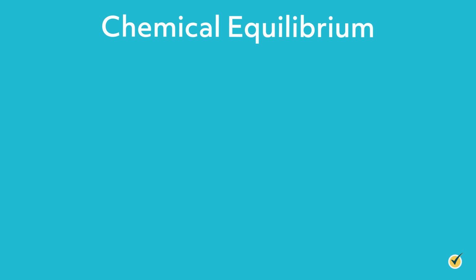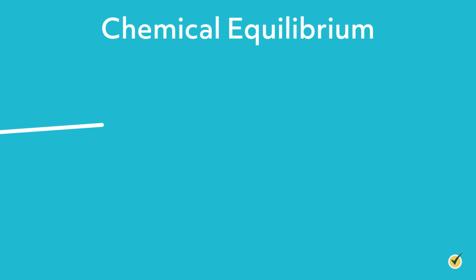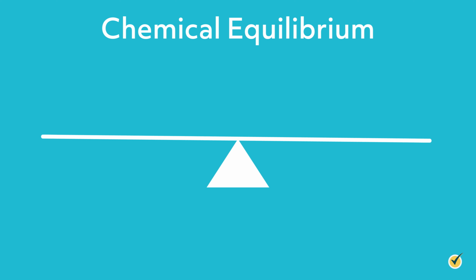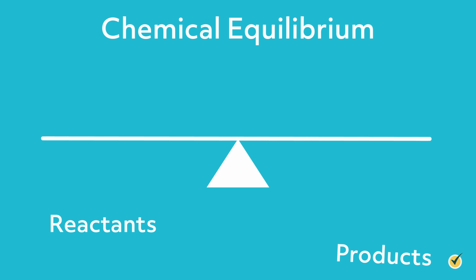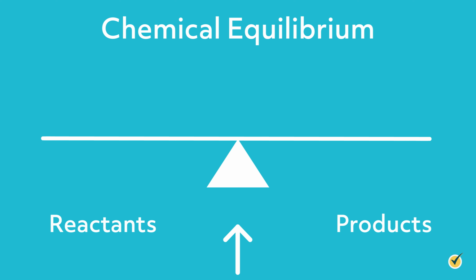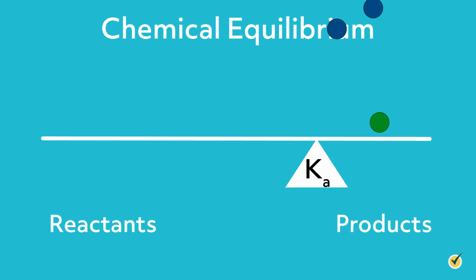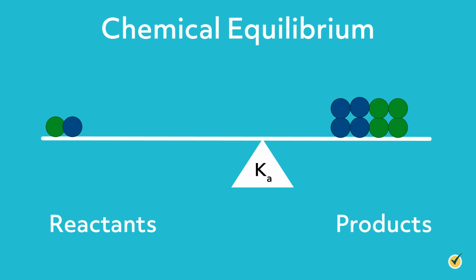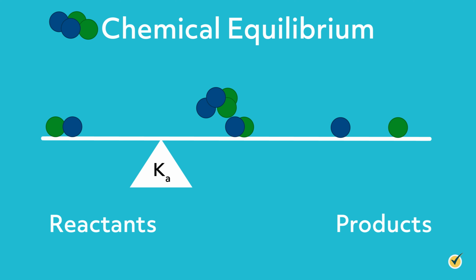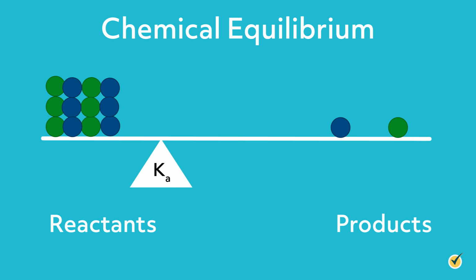A simple and useful analogy for chemical equilibrium that we'll use for this video is the seesaw. Imagine that the left side represents reactants and the right side represents products. The position of the fulcrum, the balance point, is determined by the equilibrium constant. As the equilibrium constant increases, the fulcrum shifts to the right, and the system is balanced when there is more product than reactant. As the equilibrium constant decreases, the fulcrum shifts to the left, and the system is balanced when there is more reactant than product.